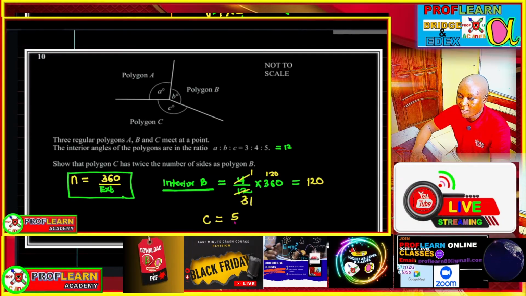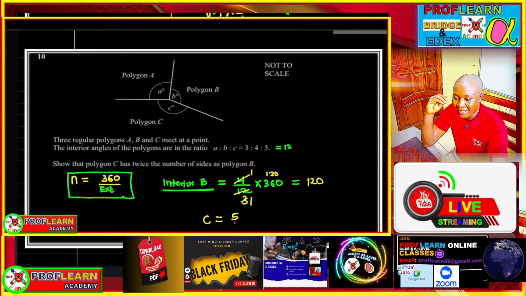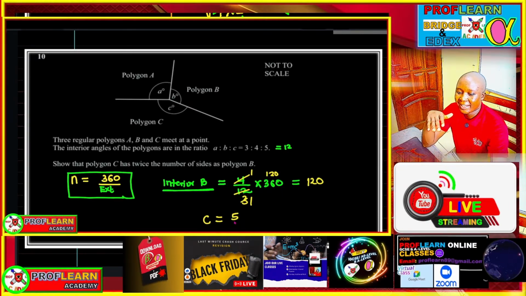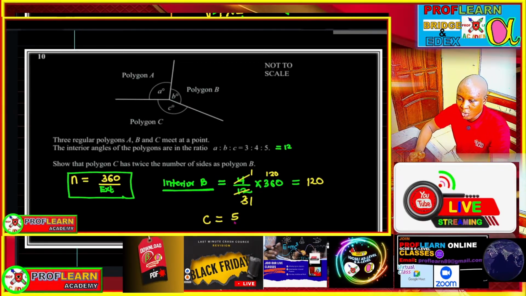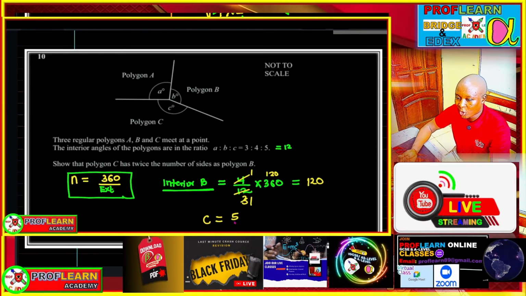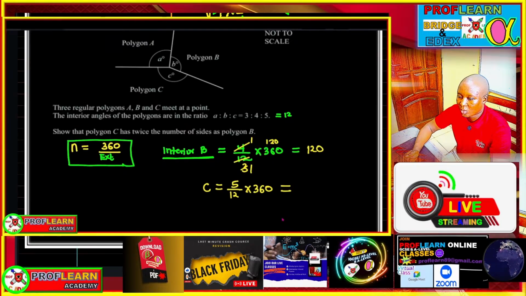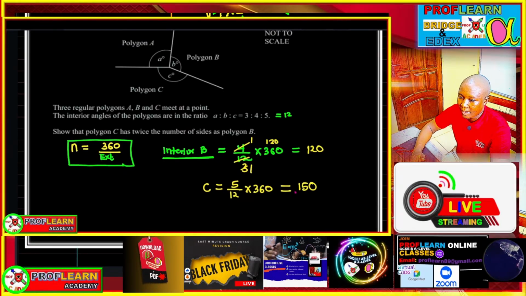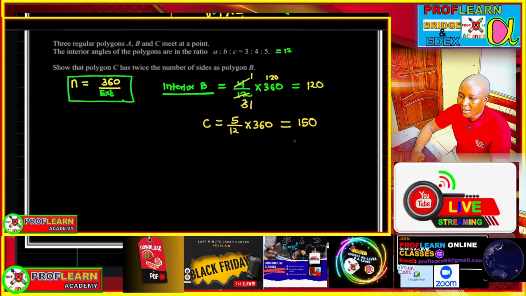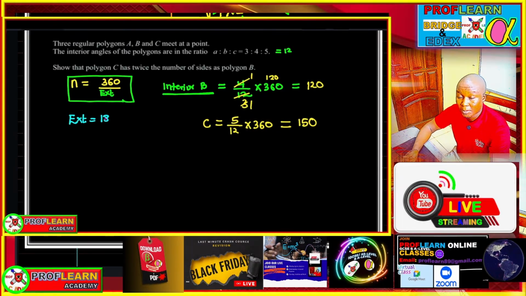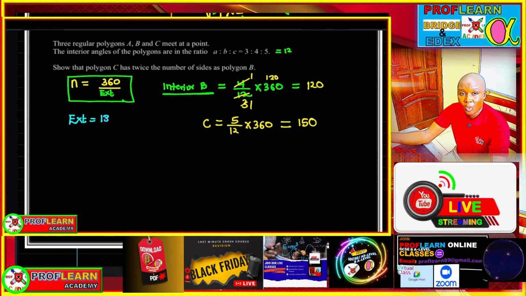Then we need also to find the angle for C. Whatever we have here is the interior angle for B, which is 120. Then we're going to find the interior angle for C, because those ratios that were given were ratios of interior angles. We multiply by 360 also for C, and that is going to translate to 150. So something else you need to remember is that exterior angle plus interior angle is 180, because exterior and interior angle form a straight line.